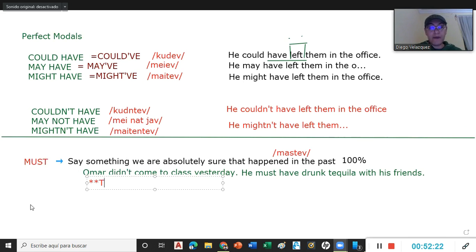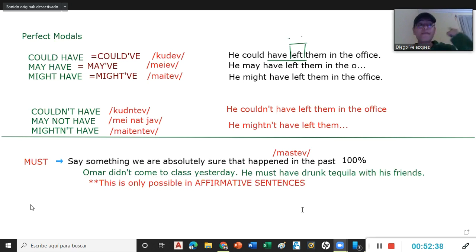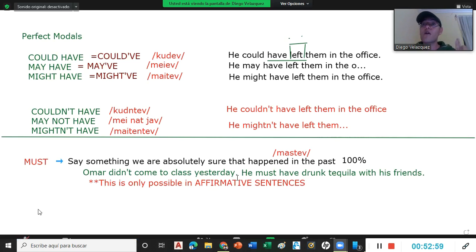Remember, guys, this is special because this perfect modal is only possible in affirmative sentences, okay? Different from could, may, and might that are in affirmative, negative, or questions. In the case of must have, it is exclusive for affirmative sentences. We never use it in negatives. We never use it in questions. It's exclusively for past affirmative deductions.